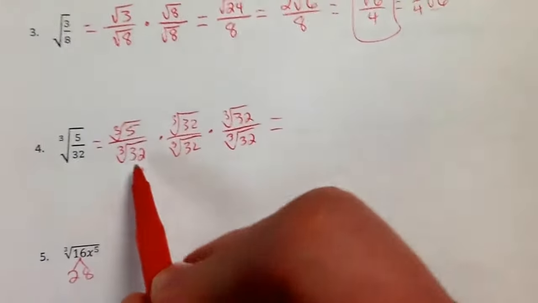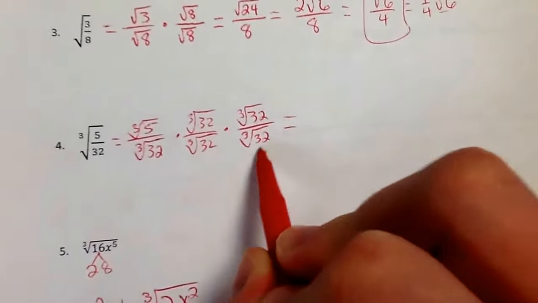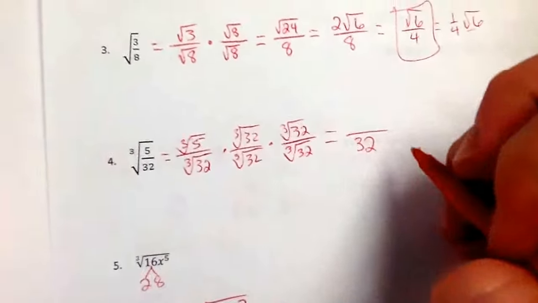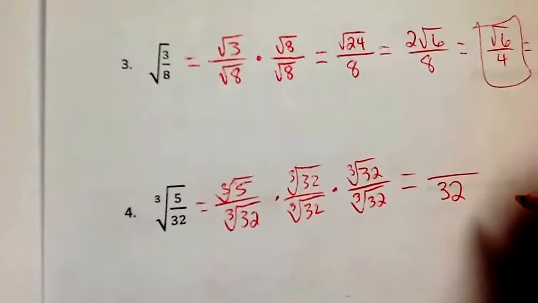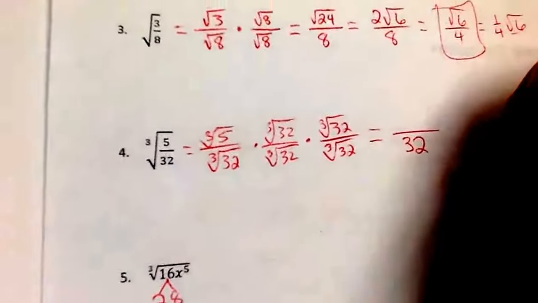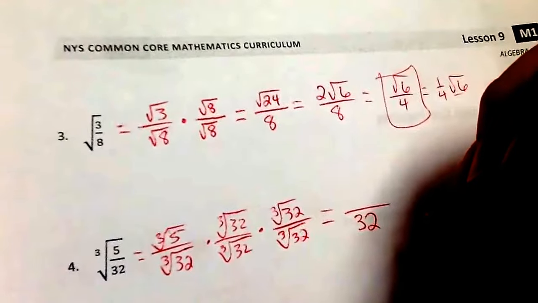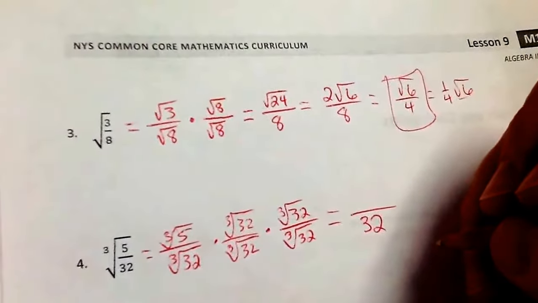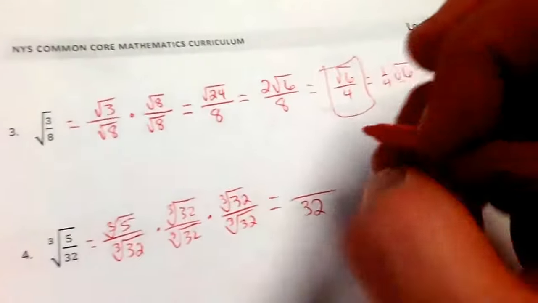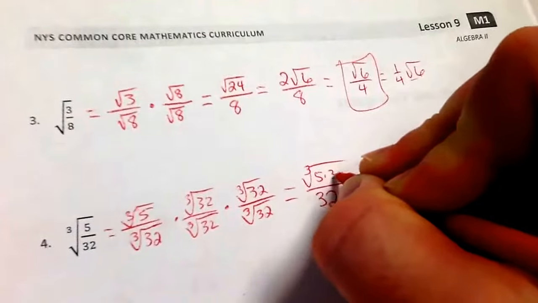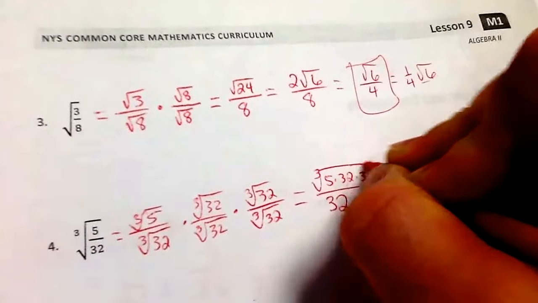Let's do the bottom first. What's the third root of 32 times the third root of 32 times the third root of 32? 32. The top's going to get ugly, isn't it? It's 5 times 32 times 32. But aren't we going to simplify the radical anyway? Yes. Meaning, aren't we going to break it apart into the tree thing? So guess what? There's no reason to multiply them together. For right now, let's just leave it 5 times 32 times 32 under the radical.